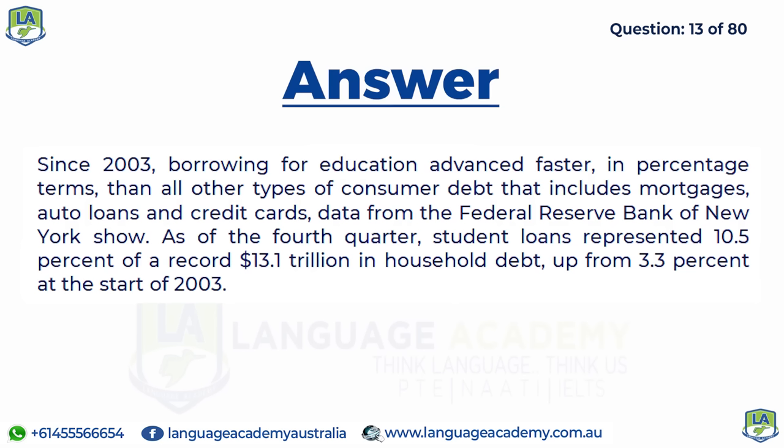Since 2003, borrowing for education advanced faster, in percentage terms, than all other types of consumer debt, including mortgages, auto loans and credit cards. Data from the Federal Reserve Bank of New York show that, as of the fourth quarter, student loans represented 10.5% of a record $13.1 trillion in household debt, up from 3.3% at the start of 2003.